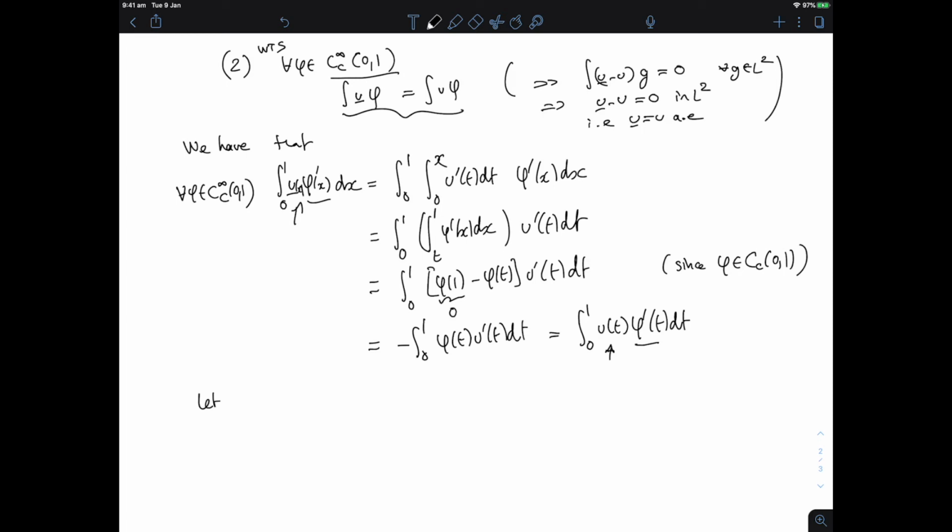So let's give ourselves a generic element v in C infinity compactly supported. And we're going to try to express that in terms of a derivative of another generic element. And the way we do it is the following. We're going to introduce a function h as v minus the integral of v times some psi. So I'm going to make things have integral 0, where psi is going to be a C infinity compactly supported function that has integral 1.